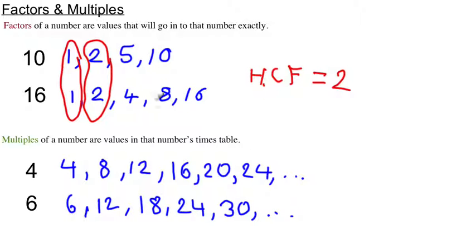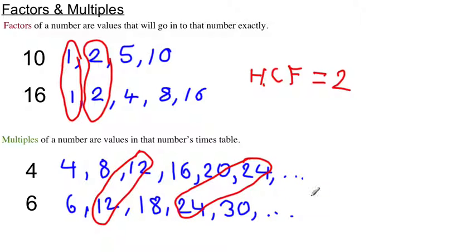Now, again, a little bit like when we looked at factors, there are common multiples as well. So if we have a look, the 4 and the 6 share a multiple of 12. They also share a multiple of 24. And if we were to continue writing their multiples, they would be sharing other ones as well.